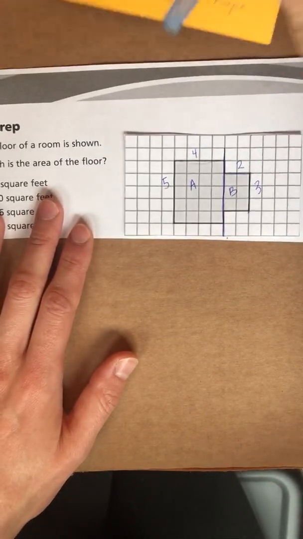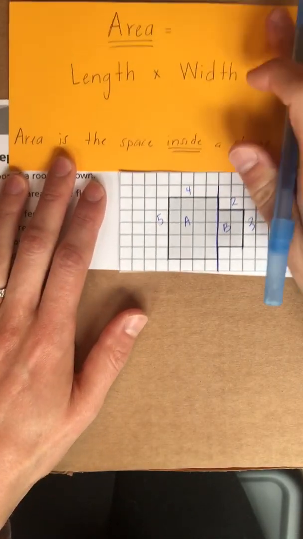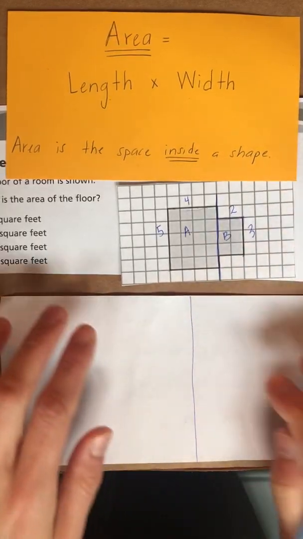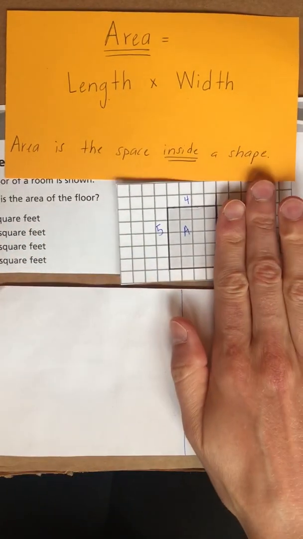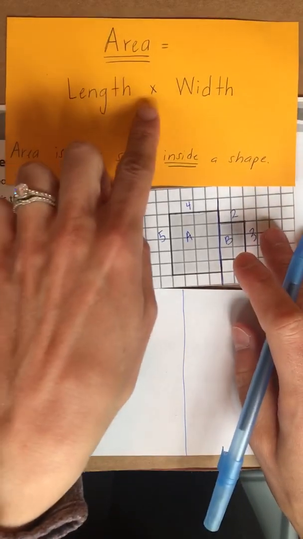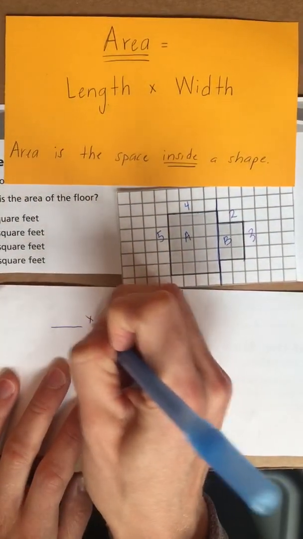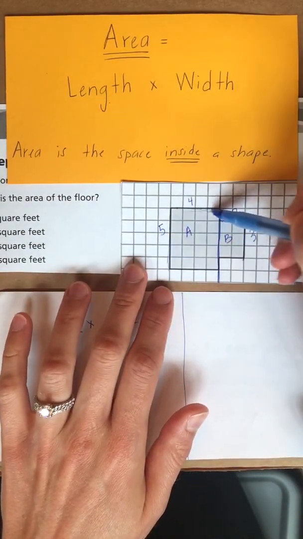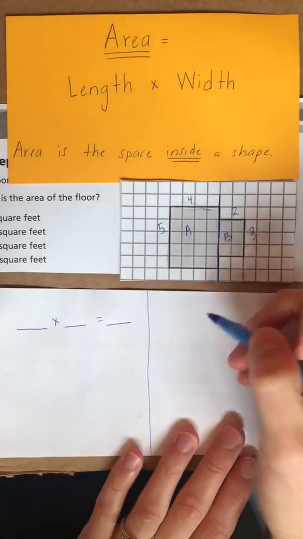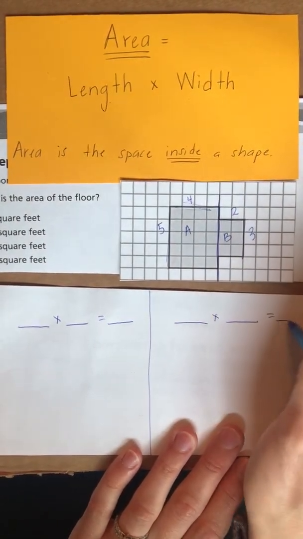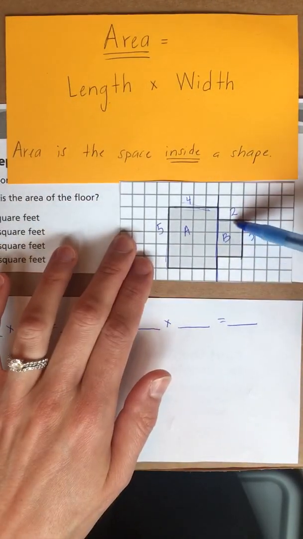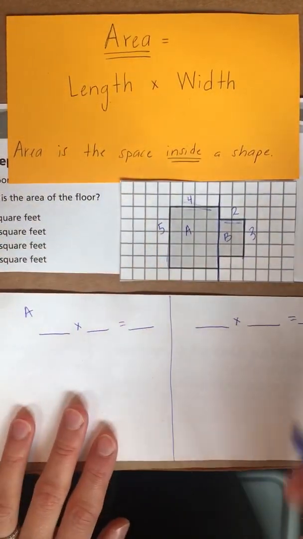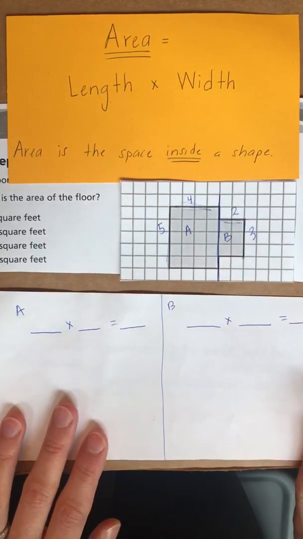Okay, friends, so now I would like you to pause your video and do 2 things for me. Okay, on your paper, I want you to find the area of A. Remember, area equals length times width. So for A, you're going to tell me length times width. And for B, you're going to do the same thing. Length times width. Once you have the areas for A and the area for B, you can press play.